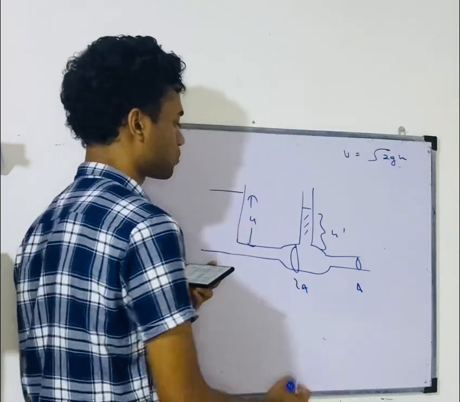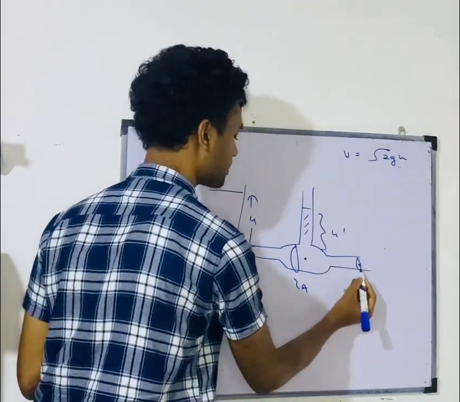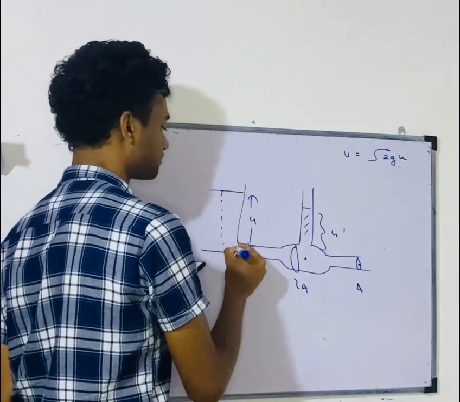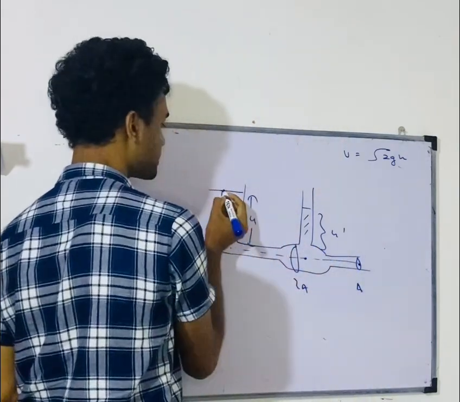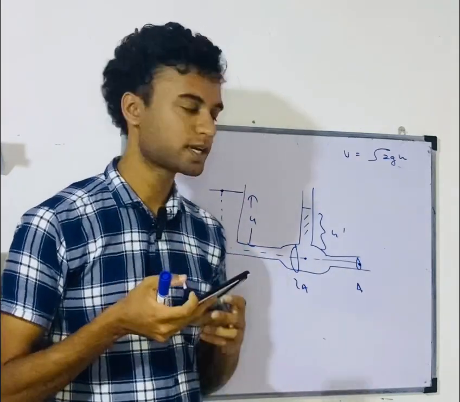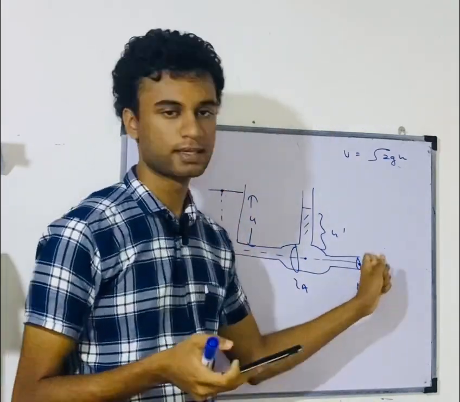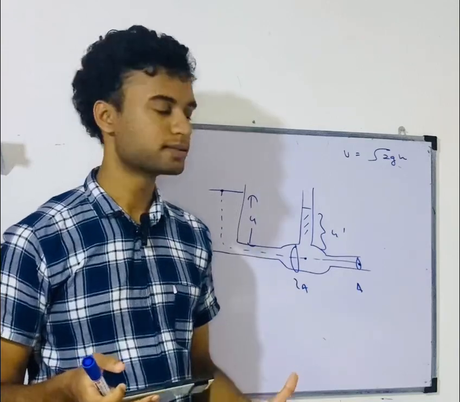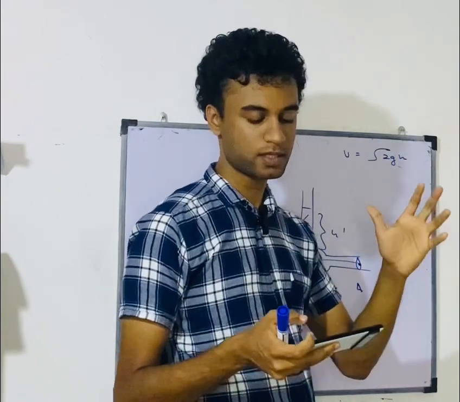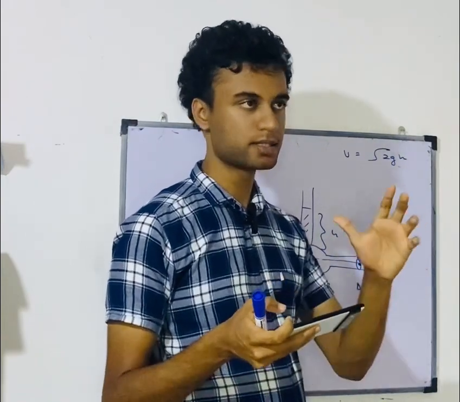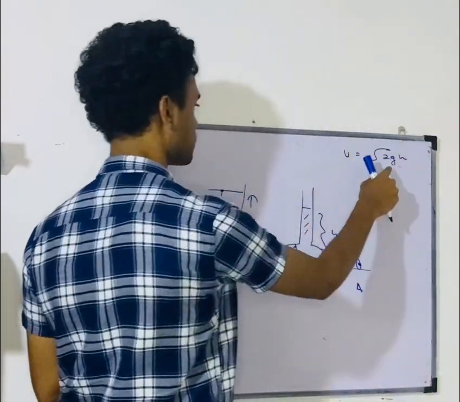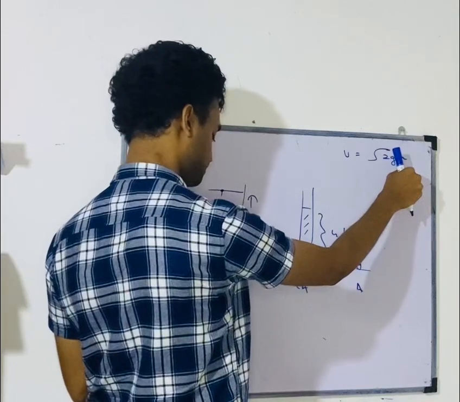Let's see. I can consider a point like this and a point like this. If you consider a streamline like so, I can consider this point here and this point here. Isn't it like the previous example? It is. Therefore, the velocity at which it leaves is the square root of 2gh. It doesn't change. The velocity at which it leaves doesn't change. So v is equal to the square root of 2gh. Okay.